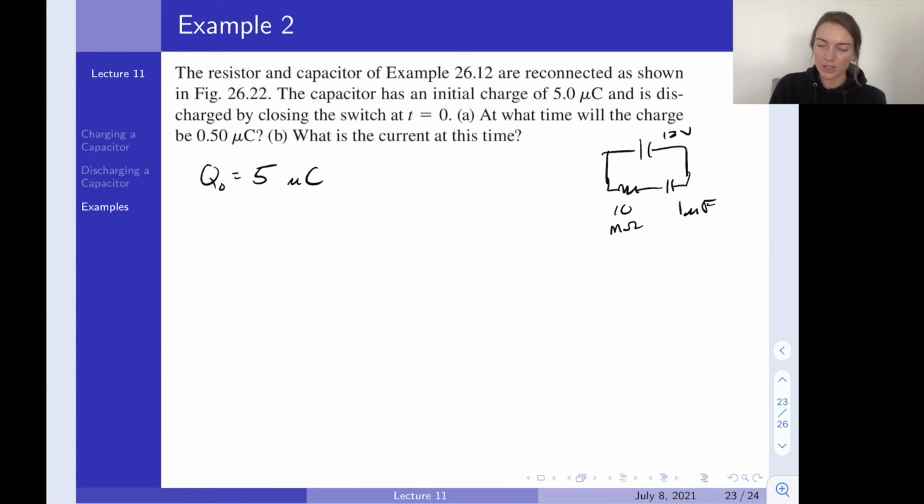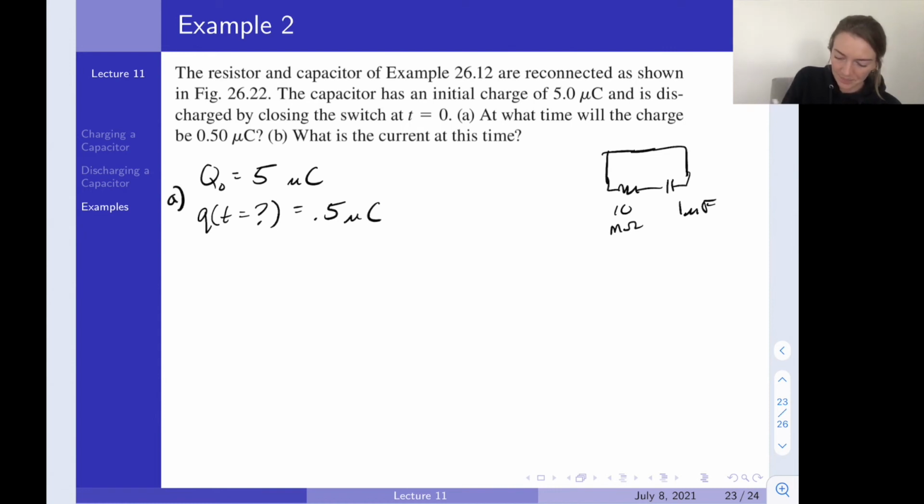So now when we discharge, t equals 0 is the second we close the switch. At what time will the charge be 0.5 microcoulombs? So Q of what time will be equal to 0.5 microcoulombs. Now remember, when we're discharging a capacitor, we take out the battery. So this is what our circuit looks like now. This is part A.